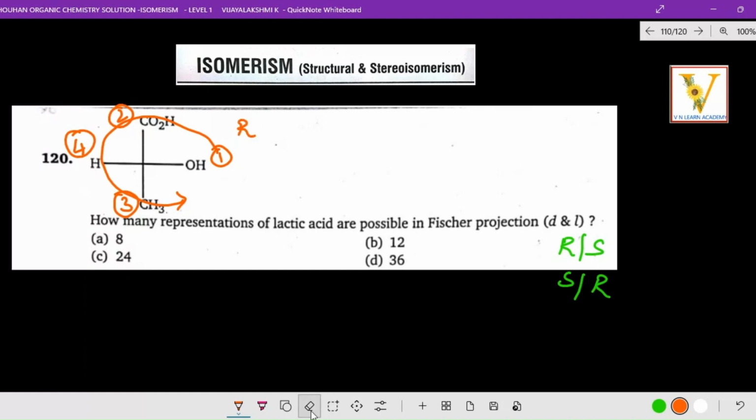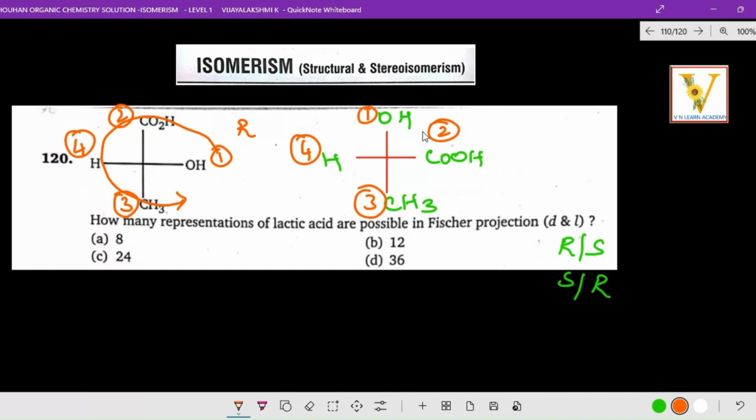Now the same way we can draw for S also. Let me draw it for you. Here I bring OH, and here COOH, then here CH3, and then here H. Now priority 1, this is 2, this is 3, and this is 4. So this is 1, 2, 3, 4. This is clockwise, and the fourth priority is on the vertical, so clockwise means S. So this is R and this is S.